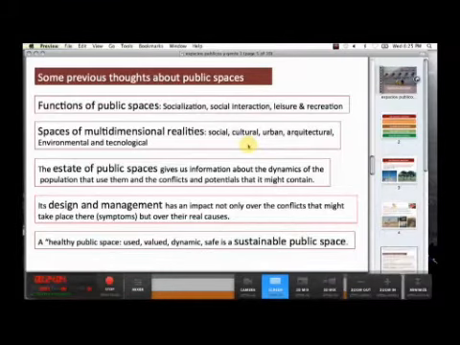So it's important to know how to read or evaluate the state of public spaces, and how this can give us information about other variables. The same goes for design and management. It has a very important impact not only on the conflicts that might take place, which are symptoms of the real causes. Again, the security variable is very present when we talk about public spaces.